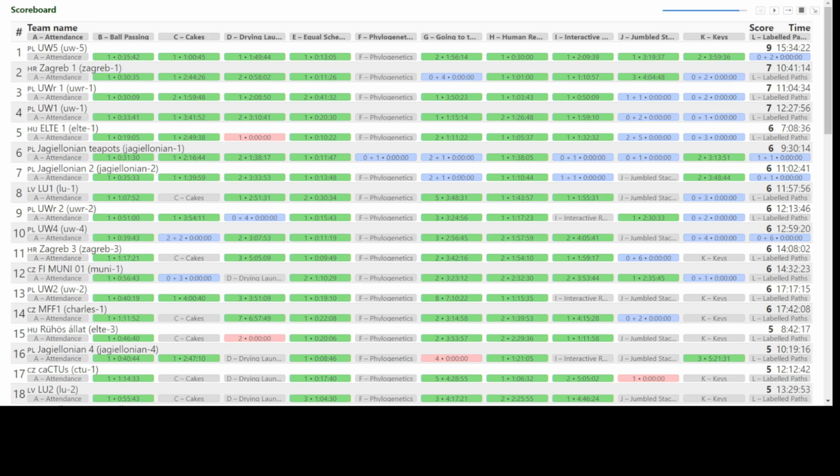In 14th place, we have Charles University in Prague 1, 2 attempts at jumble stacks. Not correct. University of Warsaw 2 is in 13th place. In 12th place, we have the FI Muni 1 with 3 attempts at cakes, and 1 attempt at keys. Also incorrect.